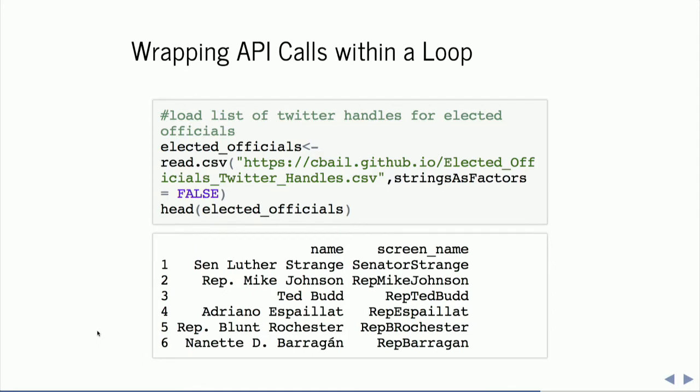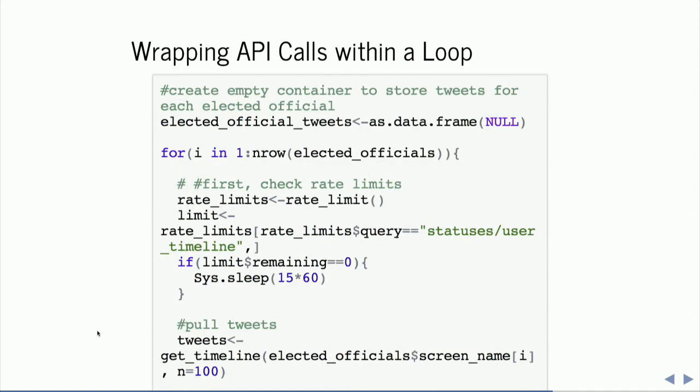So one way would be, let's say we had a list of elected officials, and I posted one on my GitHub here that you can download using the read CSV function. And if you run this code, you'll create a data frame that looks like this. And it is saying, here's the senator's name, and here's their Twitter handle. And once we have this type of data, we could then loop through all of these Twitter handles and collect some type of information about them.